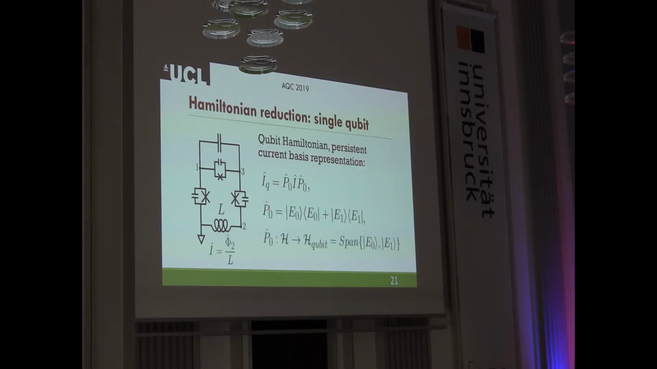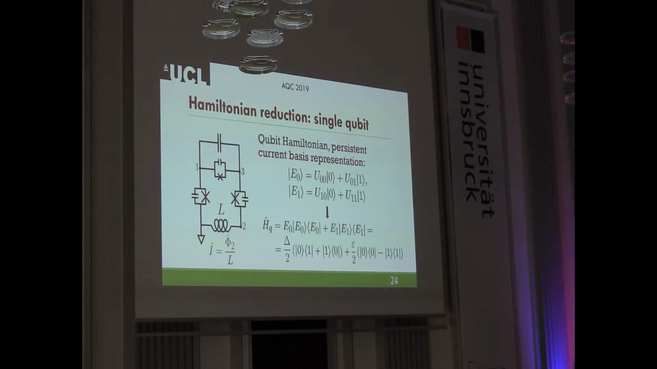So numerically, we can look at the current operator associated with the qubit loop here, project it in the low energy subspace of the circuit Hamiltonian, and find its two eigenstates that have opposite persistent current eigenvalue. These are our computational states 0 and 1. Once we've found them, we can use the relationship between 0 and 1 and E0 and E1 to rotate our qubit Hamiltonian in the computational basis. And so we retrieve our usual transverse field Ising model of the qubit.